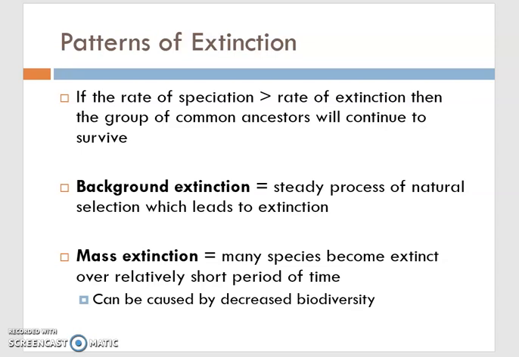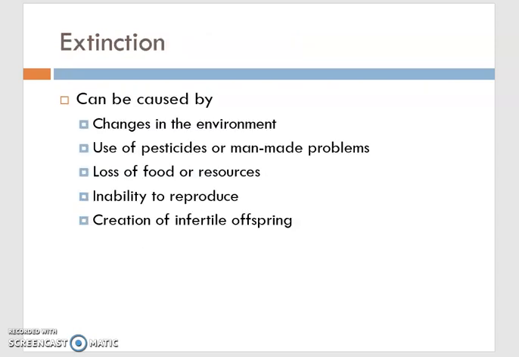So maybe after a bottleneck, decreased genetic diversity, and so then something else could happen that could then lead to a mass extinction of that species. Extinction can be caused by a few things: changes in environment, use of pesticides or other man-made problems, loss of food or resources, and so too much competition, inability to reproduce, creation of infertile offspring, which means that those traits won't be passed on.